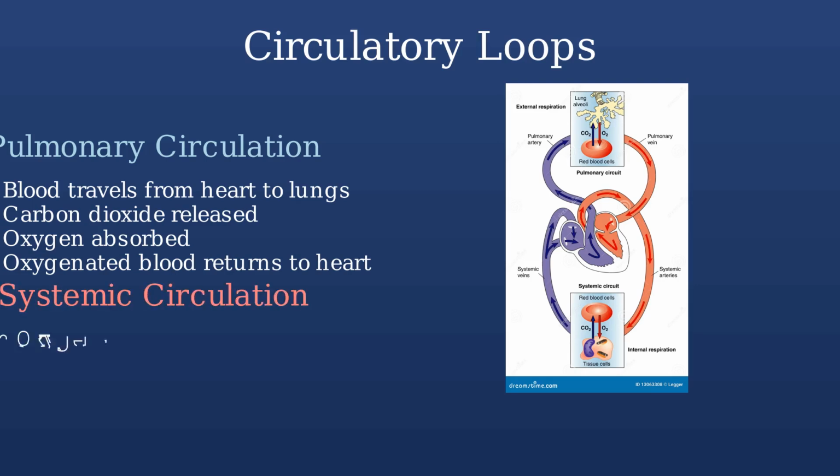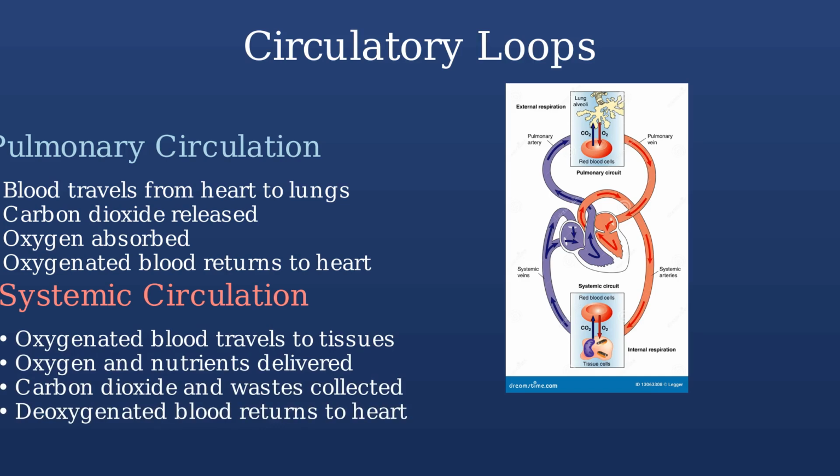In the systemic circulation, oxygenated blood travels from the heart to tissues throughout the body. Oxygen and nutrients are delivered to cells, while carbon dioxide and waste products are collected. The deoxygenated blood then returns to the heart.